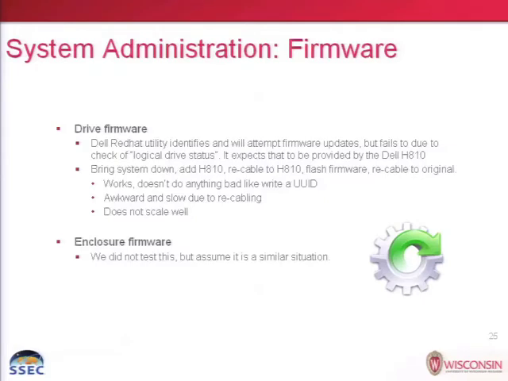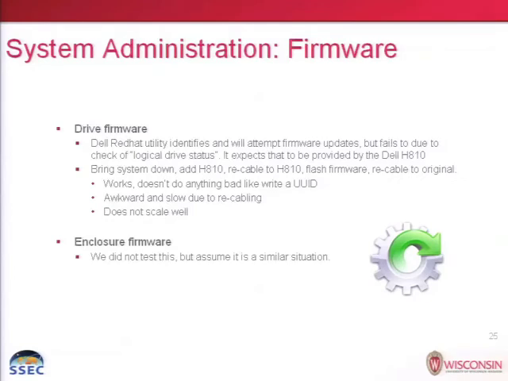The Red Hat utility from Dell does see the drives. I assume it's just using a regular SAS command. But it fails due to checking the logical drive status, which makes sense. It wants to talk to their supplied H810 RAID card, see what's up, but you can't update it. So in order to get firmware updated, you have to bring the system down, put in an H810 card, recable it, and flash the firmware.